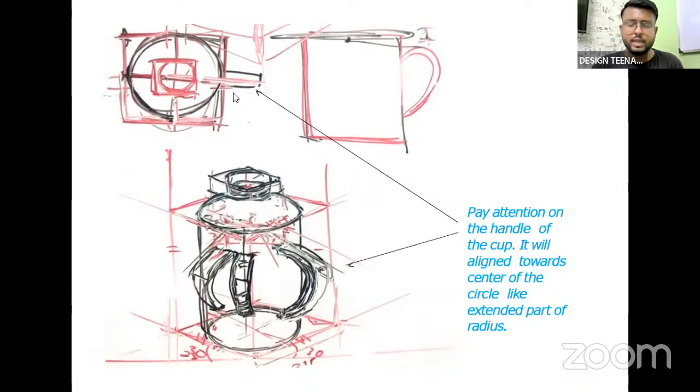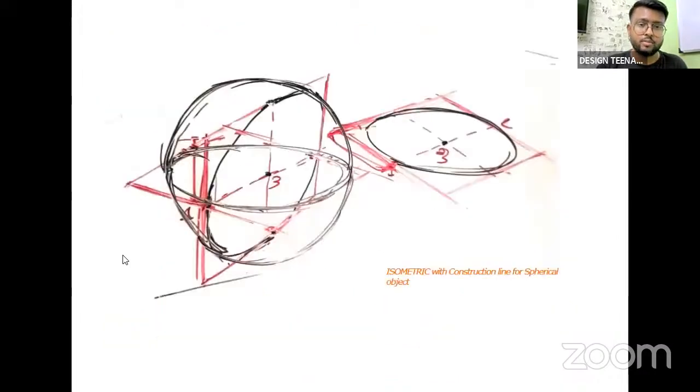These are some of the things which you need to see, understand, and finally implement in your exam. So what kind of questions come? We will go through that as well. Isometric with construction line of a spherical object. This is a spherical object.